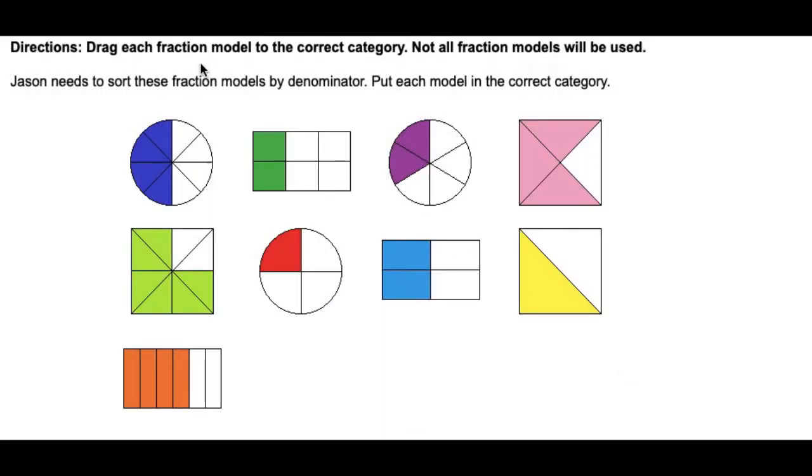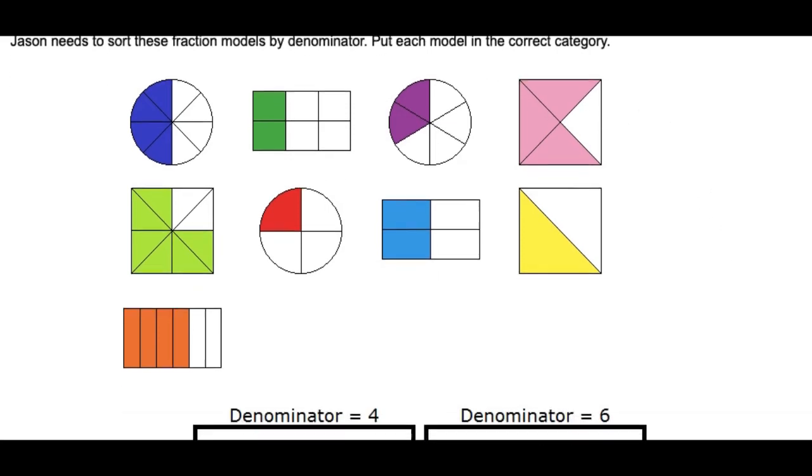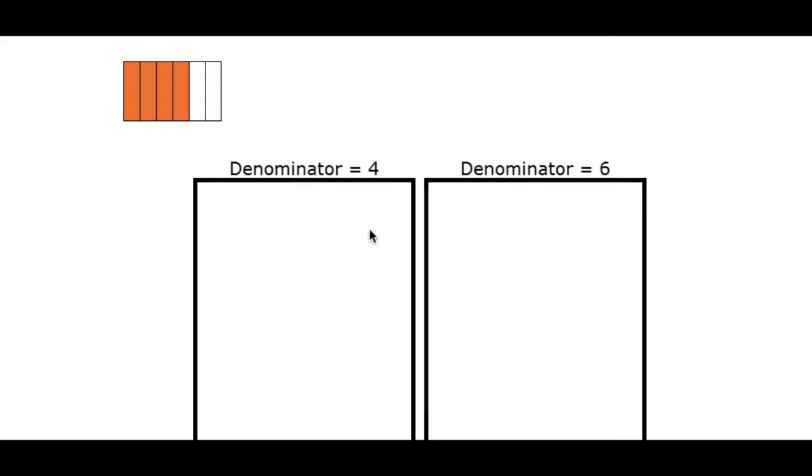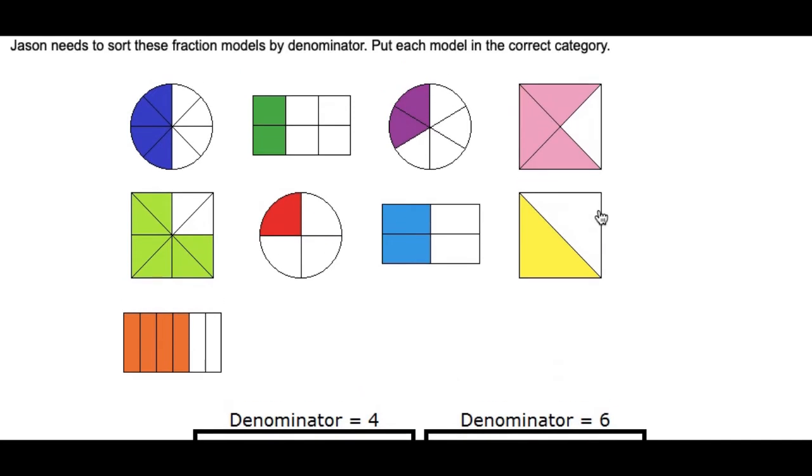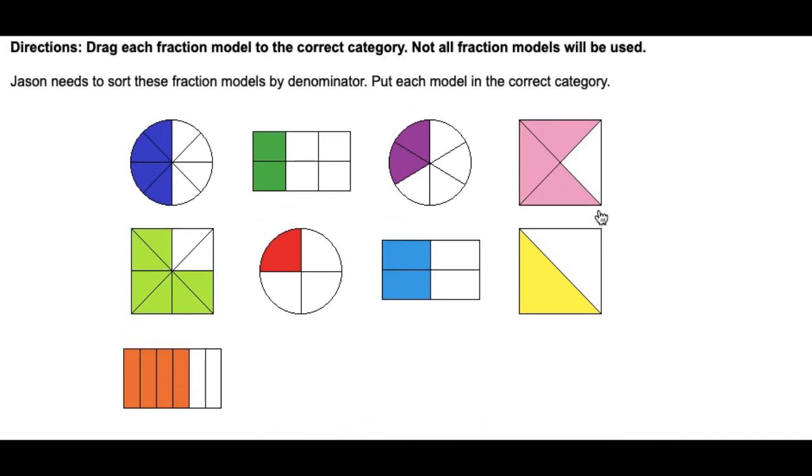Oh, that's a lot of pictures. Jason needs to sort. Drag each fraction model to the correct category. Not all fraction models will be used. Jason needs to sort these fraction models by denominator. Put each model in the correct category. Okay, so there are 2 boxes. One with denominator 4, another with denominator 6. Denominator is the lower portion of a fraction.